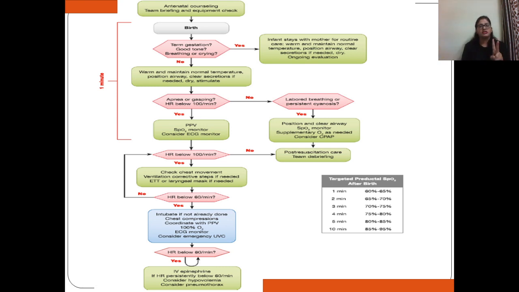Now, there are 2 heart rates that you have to remember in neonatal resuscitation. The first is 100 per minute and the second is 60 per minute. So here we are talking if the heart rate is less than 100 per minute. If the answer to this question is yes, the heart rate is below 100 and the child is apneic, he's not initiated breathing, he's gasping, then you initiate positive pressure ventilation along with putting a SpO2 monitor.